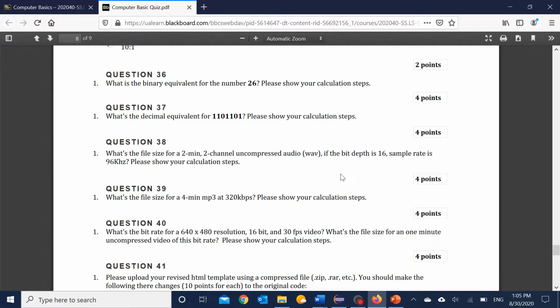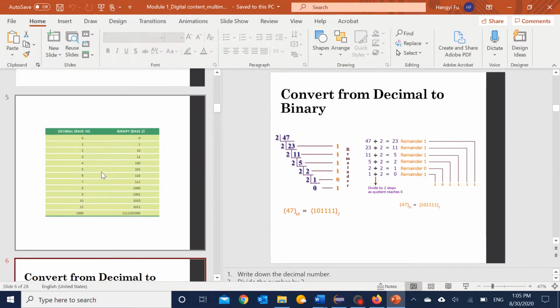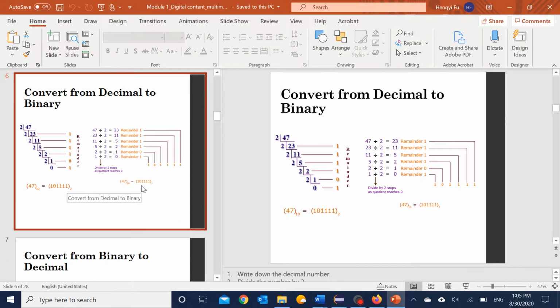This video is to show you the calculation steps for question 36 to question 40 on your computer basic quiz. The first one, question 36: what is the binary equivalent for the number 26? Please show your calculation steps. You can refer to slide 6 on Module 1, Digital Content and Media.